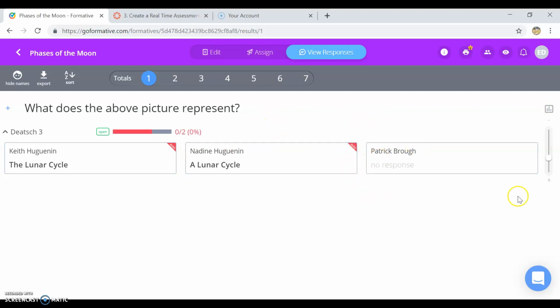Patrick is out sick today. We'll have to review that in class. It's no big deal.